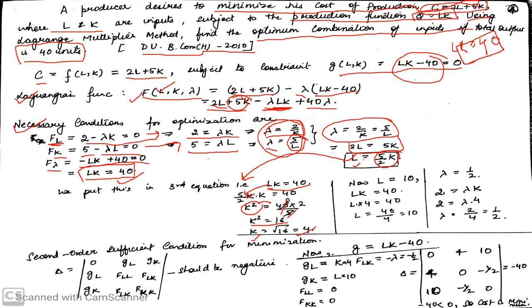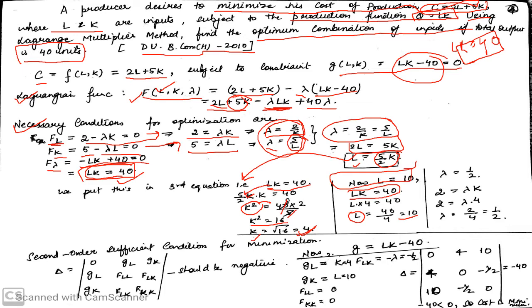We got the value of k, right? Now we need to get the value of L. We know Lk is equal to 40. K का value हमें 4 मिला है, तो L की value क्या हो जाएगी? 10. So now L is equal to 10, right?